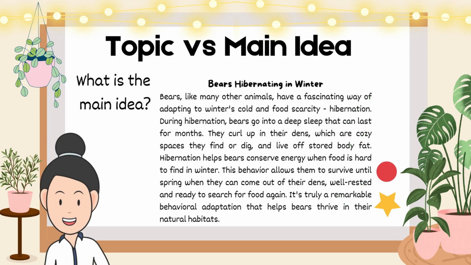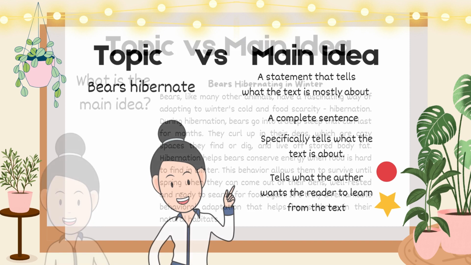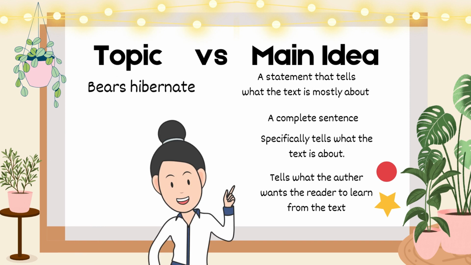What is the main idea? Remember, when we're looking for a main idea, it should be a statement that tells what the text is mostly about. It needs to be a complete sentence, and it should specifically tell what the text is about. It also tells us what the author wants the reader to learn from the text.